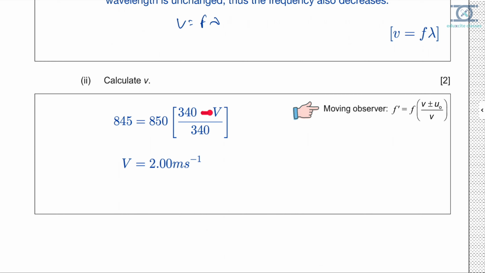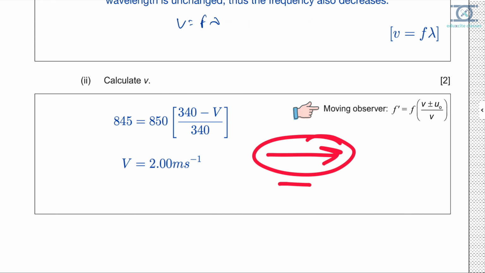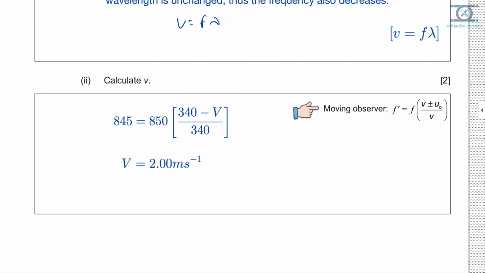Why have we used this negative sign? Because it is moving away, so the relative speed is decreasing. That is why we are taking it minus. If the microphone is moving towards the speaker, then we take it as plus, and the frequency rises. Okay. So this is the value of V while calculating. So 1 mark for the correct equation and 1 mark for the correct answer. You can just calculate on your own. Okay.